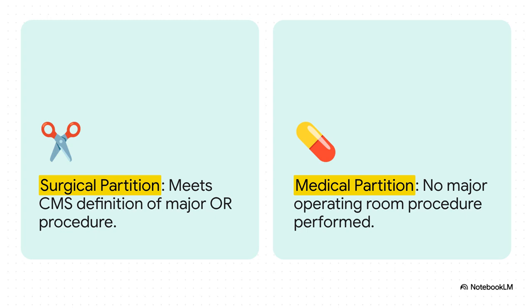Once that MDC is set in stone, the grouper makes a hard split. Cases are partitioned into a surgical partition if a procedure is present that meets the very strict CMS definition of a major operating room procedure. On the flip side, if no major OR procedure was performed, boom, it automatically goes into the medical partition. This single split fundamentally alters the entire trajectory of the claim.